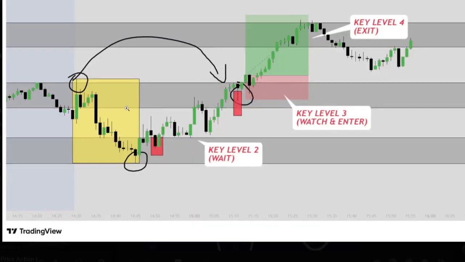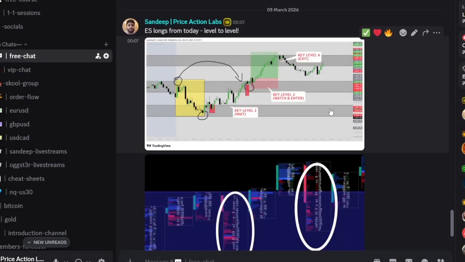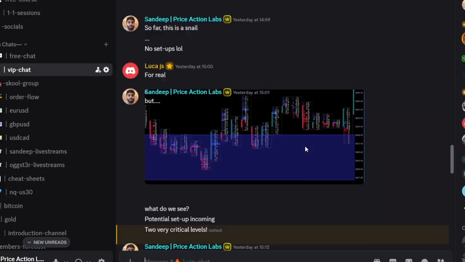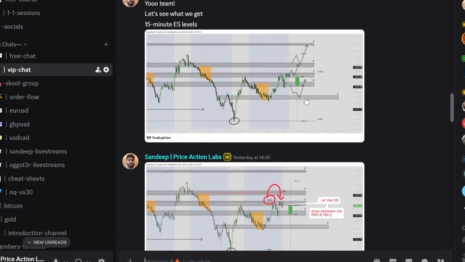that I took, right? So what we can see here, before we go on to that, let's just go to the pre-market plan. So I've got this over here. So what does the pre-market plan typically look like? So this is what the pre-market plan looks like just before market open.